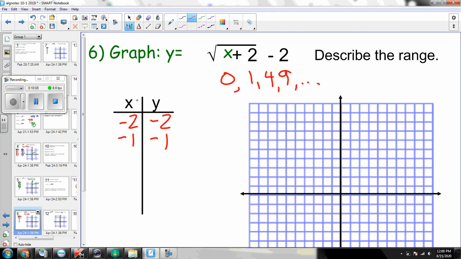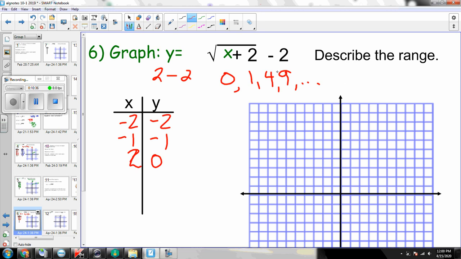My next x value that I'm going to pick is what makes x plus 2 equal 4. Well, what do I add to 2 to get 4? That would be a 2. So I'm going to let x be 2, because 2 plus 2 would give me 4. Then I would have the square root of 4, which is 2, take away 2. That's going to give me a y value of 0.